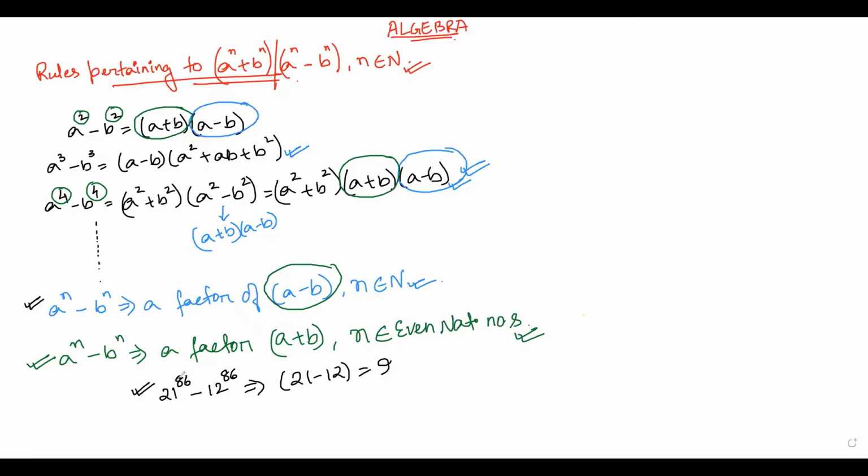In a similar way, here the power is an even natural number. So this number will also have a factor of 21 plus 12, that is a factor of 33. So we can also say that this number would be completely divisible by 33 as well.